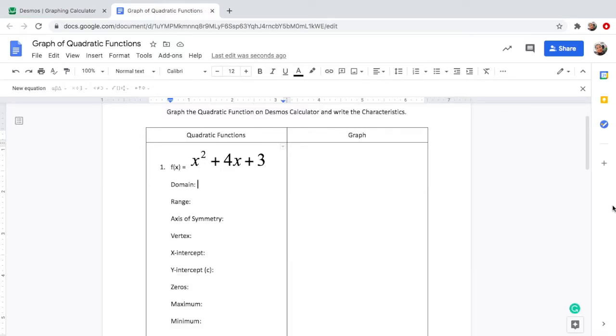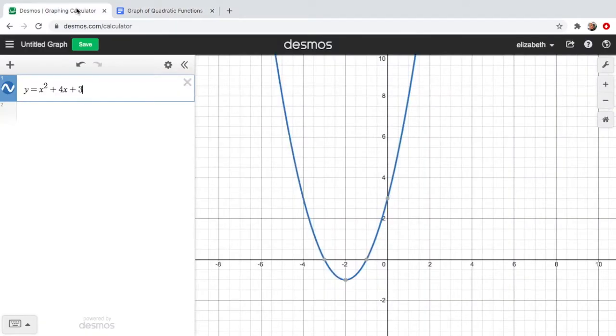My next math videos. And today we will graph quadratic functions in Desmos calculator and write or identify the characteristics of quadratic functions. First, go to Desmos calculator. Okay, and put y equals x squared plus 4x plus 3.